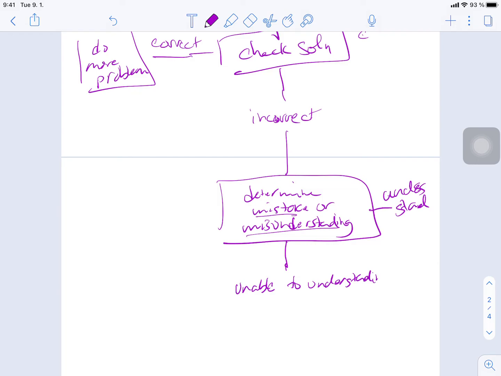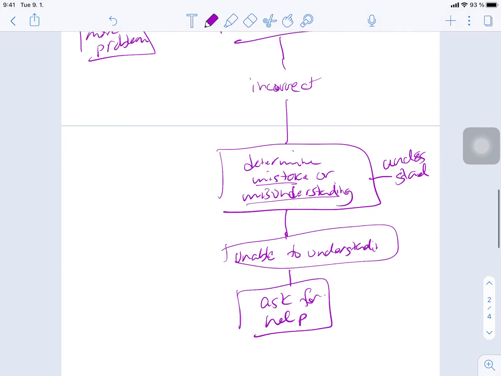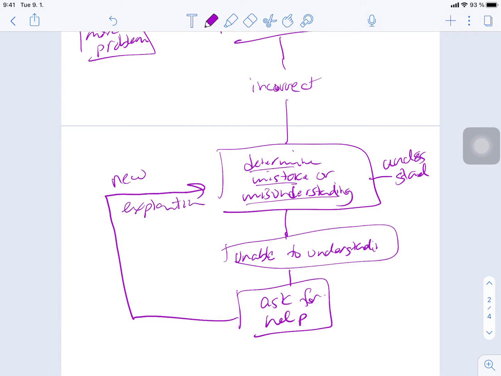Sometimes it happens. If you're unable to understand, then you have to ask for help. That may be a friend, that may be a teacher. When you ask for help, you end up getting a new explanation, and that may help you determine your mistake or misunderstanding. If you're still unable to understand, you have to ask for help again. You have to keep going through this cycle until you can come out understanding.